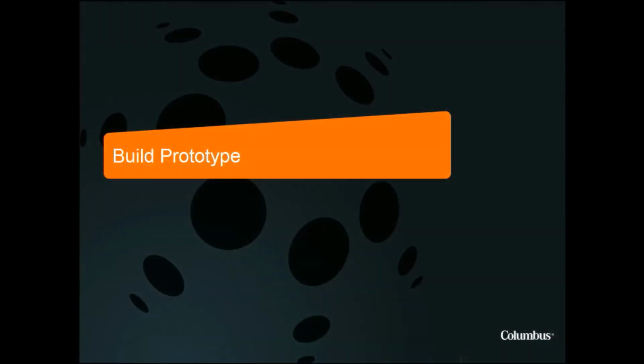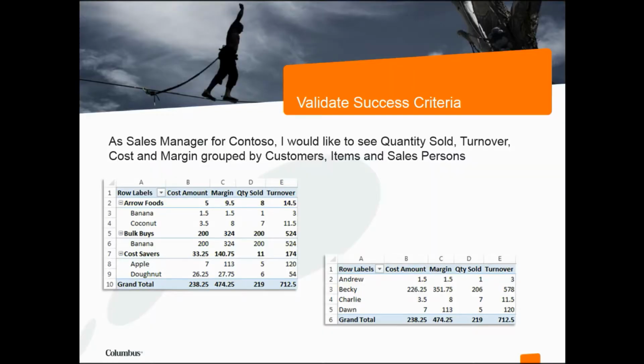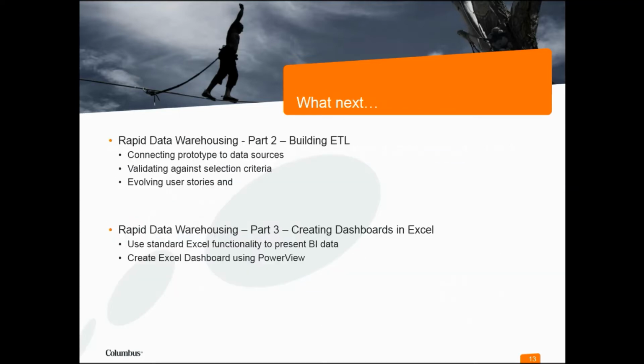Okay, so Bill's now built his prototype and he's given the prototype back to Sarah. Sarah can now validate our success criteria and say that as the sales manager I can now see quantity sold, turnover, cost and margin in our model, and I'm able to slice and dice that by customers, items and salespeople. So where do we go from here?